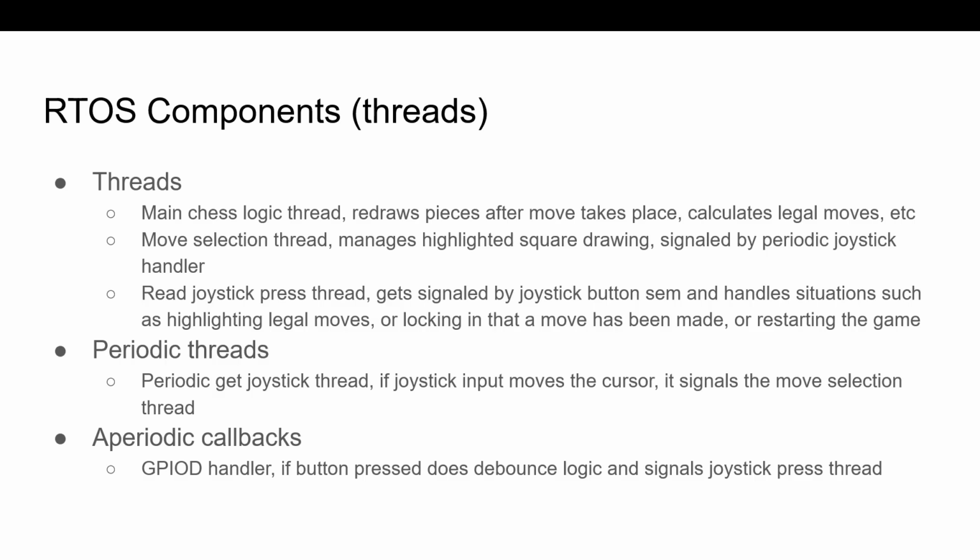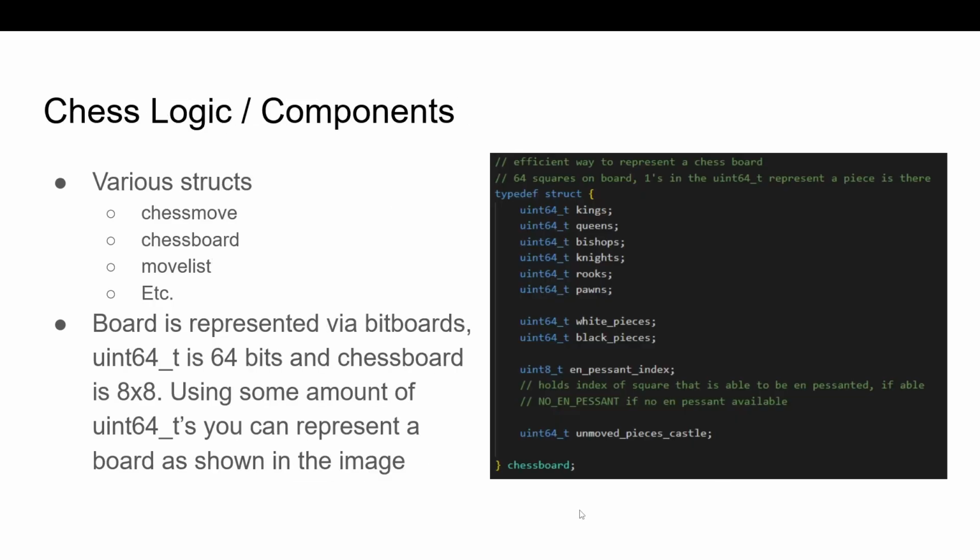I have one more thread-like component. It's this aperiodic thread or callback, the GPIOD interrupt callback. GPIOD is where the push button on the joystick is. So this callback just signals the other thread, the read joystick press thread, to wake up and handle this button press. This callback also does some very quick debounce logic with the timing. Those are the main real-time operating system components that we have going on.